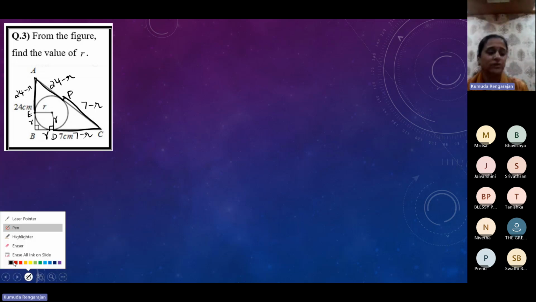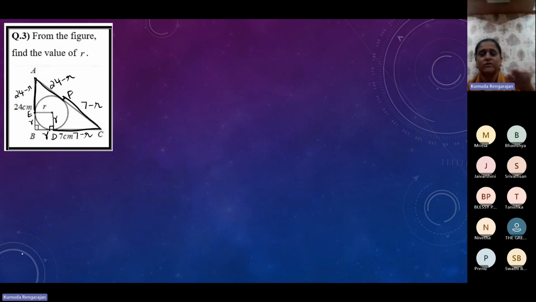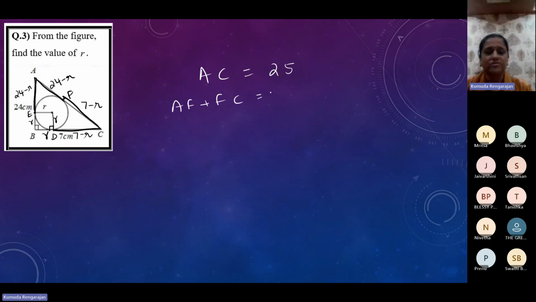But by Pythagoras theorem, we know the hypotenuse is 25 centimeters. 24 and 7, 576 plus 49, 625, square root of 625, 25. So we know that AC is 25. But what is AC here? It is AF plus FC is equal to 25. What is AF? 24 minus R plus what is the FC? 7 minus R is equal to 25.